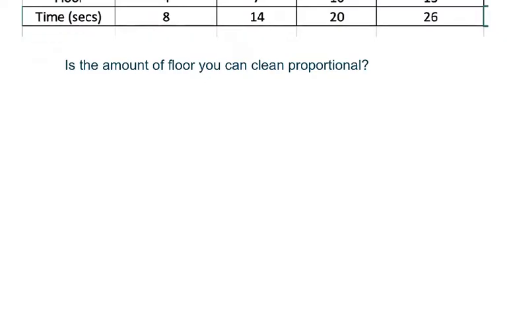So let's look at whether or not cleaning the floor is proportional. Here is a chart. Once again, when you have a chart like this, you can usually say the top one is X, the bottom one is Y. As long as you keep it consistent, it doesn't really matter. You can still tell whether it's proportional or not. And so what we want to do is find the K value for each one of these.